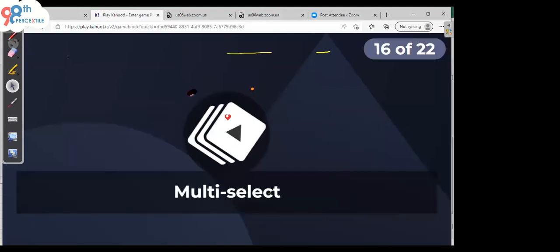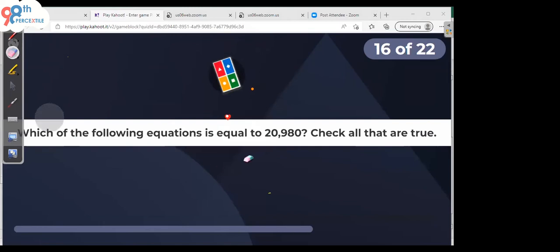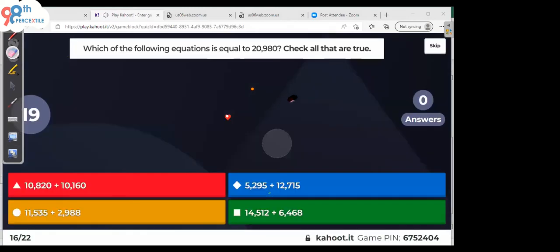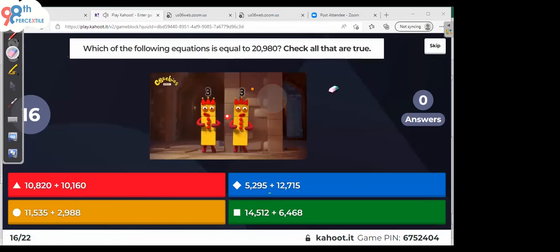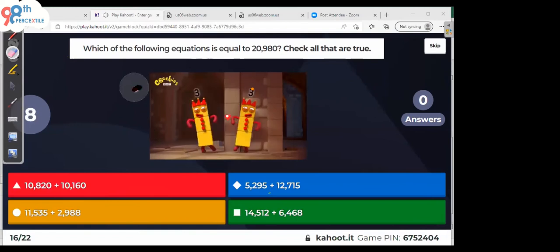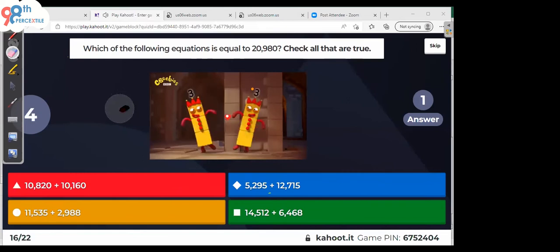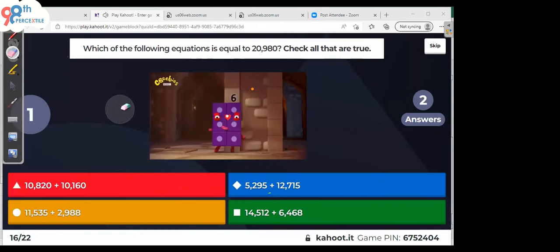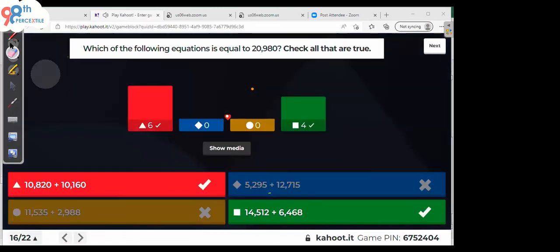It's a multi-select. Which of the following equations is equal to 20,980? Check all that are true. There may be more than one. Okay, you are giving one answer correct, maybe the other answer is not correct. Let's check this one. 20,980. It's an addition problem.